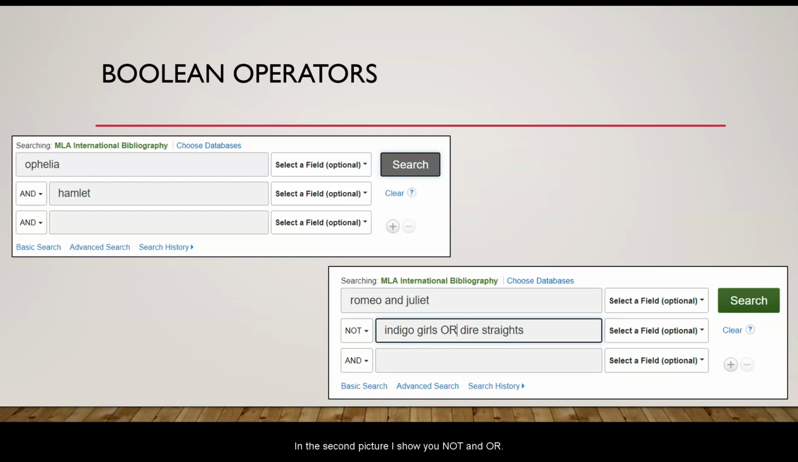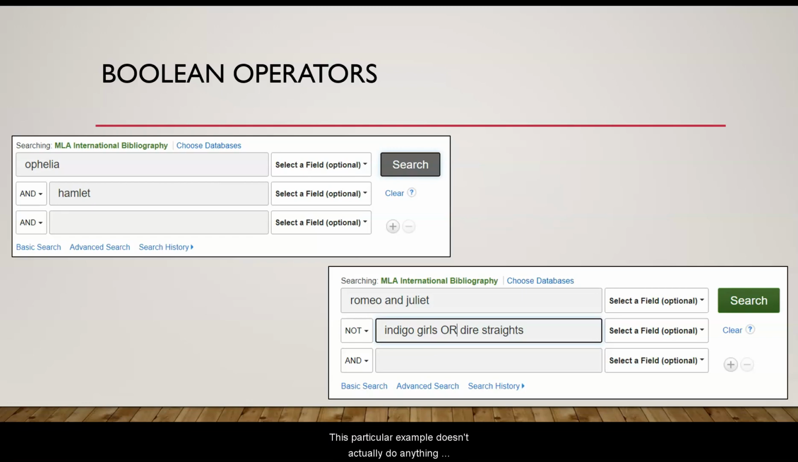In the second picture, I show you not and or. And is going to be used in almost all of your searches. However, these other two are less likely. Or is still fairly common when there's multiple ways of saying something, like the example of madness or insanity. Both of those words mean the same thing as far as my search goes. And to get the most comprehensive list of results, I would want to use both in the same box with the word or.